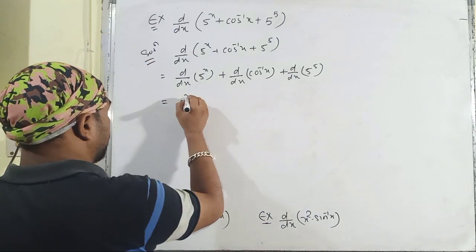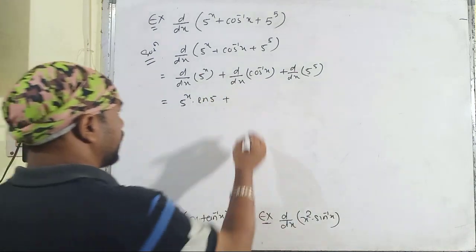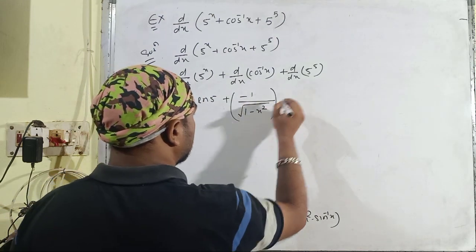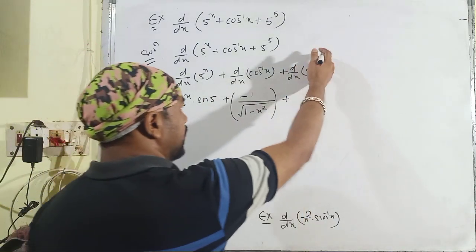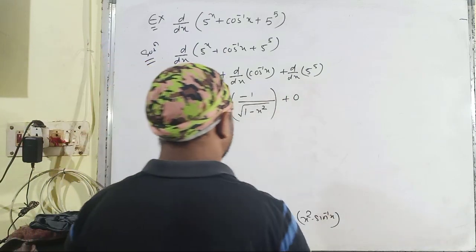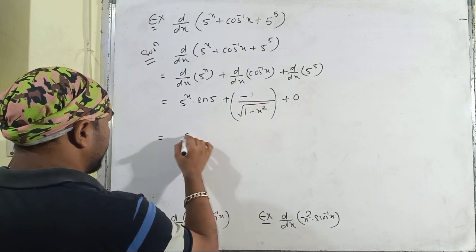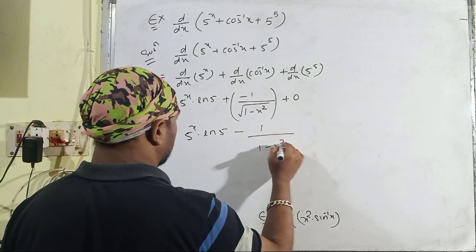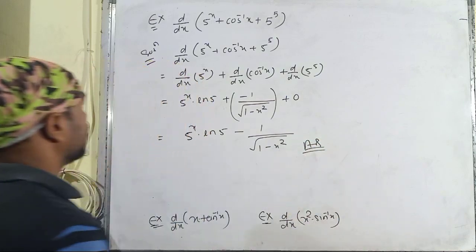So here it will be 5 to the power x ln 5 plus differentiation of cos inverse x, it is minus 1 upon square root of 1 minus x square. Then differentiation of 5 to the power 5, it is again a constant. 5 is a constant, its power is a constant, so 5 to the power 5 is a constant. So its differentiation will be equal to 0. So it is 5 to the power x ln 5 minus 1 upon square root of 1 minus x square. And here it is the answer for the given problem.